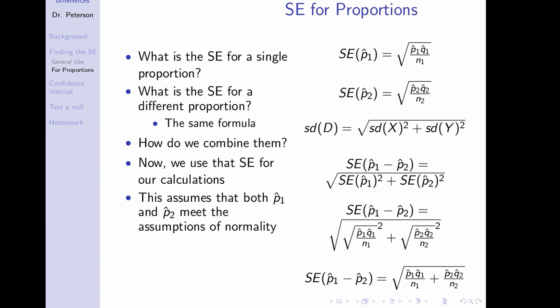This calculated standard error, however, assumes that both p1 and p2 meet the assumptions of normality, specifically that they are independent, and that there are at least 10 counts in each.